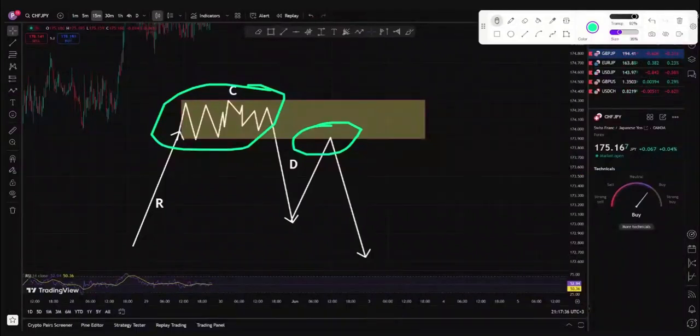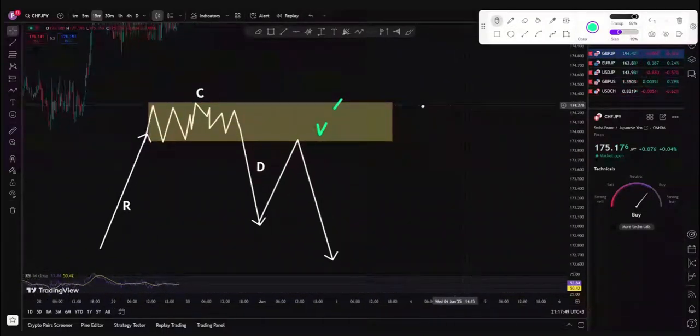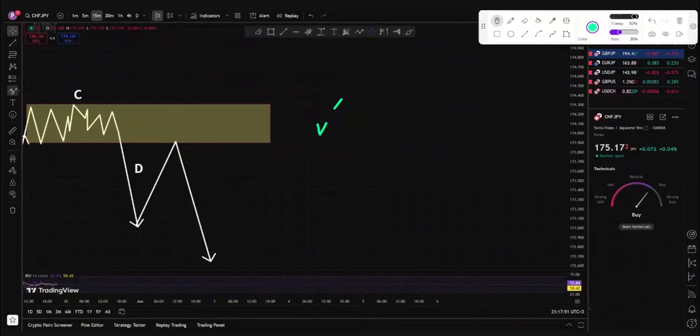So what type of supply zone is it? It's RCD. You see, on a supply zone we look for sell positions. So that's the first type of supply zone. Let's go to the second type of supply zone. Obviously we are going to start with a consolidation, so let's start with a consolidation like this.